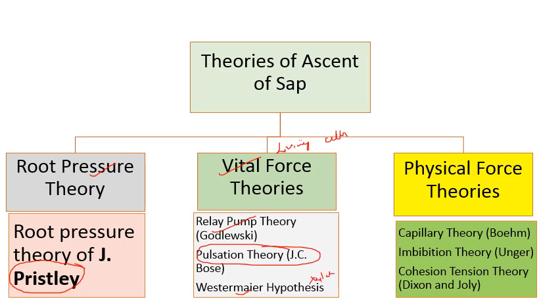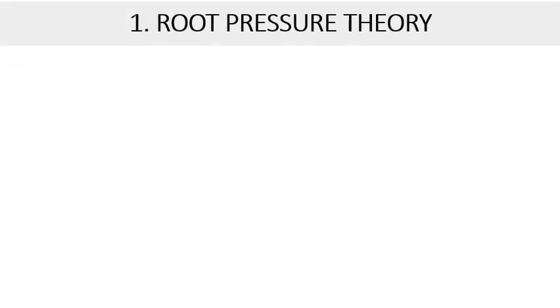The third type is physical force theories. There are different theories, like the capillary theory by Boehm, the imbibition theory by Unger, and the cohesion tension theory by Dixon and Joly, which is the most accepted theory. I will discuss these theories in detail one by one. Firstly, we have root pressure theory.